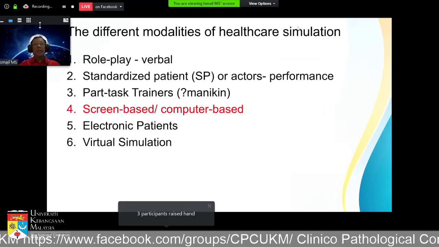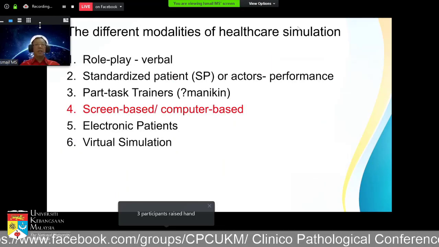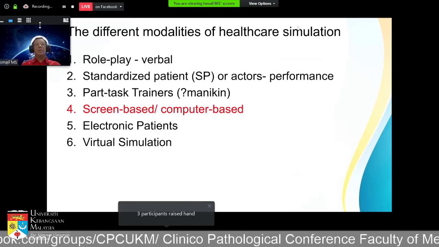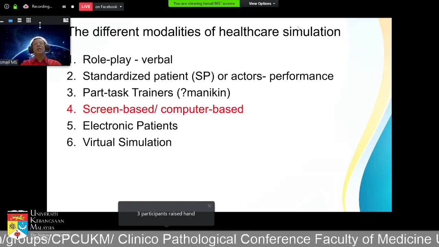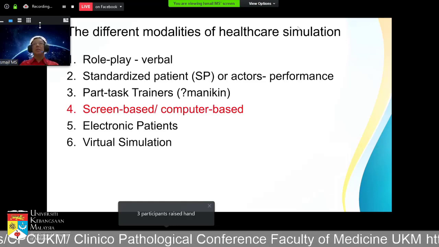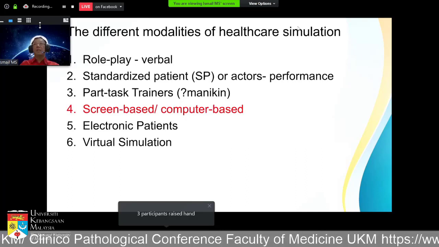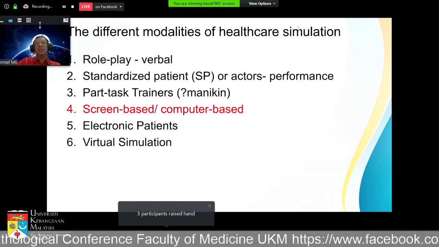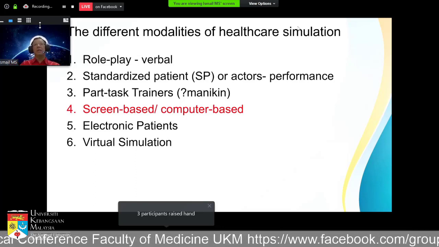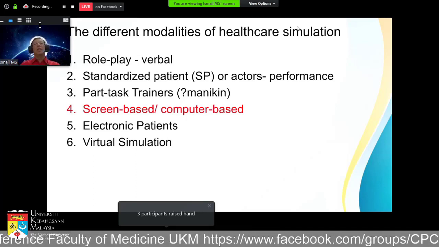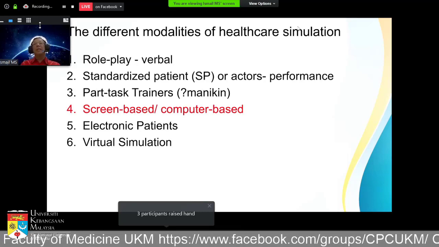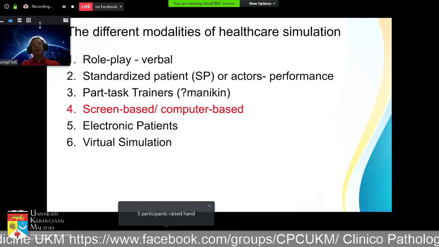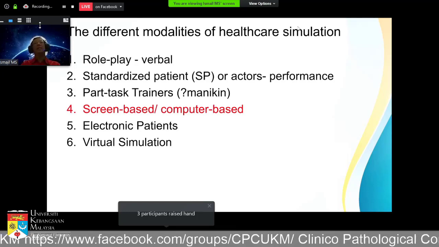And there are different modalities of healthcare simulation. Generally, Dr. David Gaba has divided this into six different things. The first is role play. Role play is a form of simulation. Sometimes you just say, act as so and so. You are the doctor, you are the nurse, and he's acting as a patient. You just talk about how you're going to go about it. That is actually simulation. Now, if you have someone who comes in and acts out the whole thing, then you call it a standardized patient, or you have actors where you have the performance and also the role play.